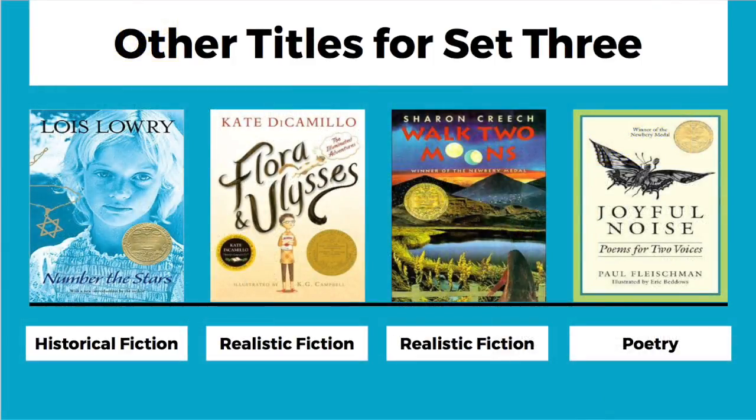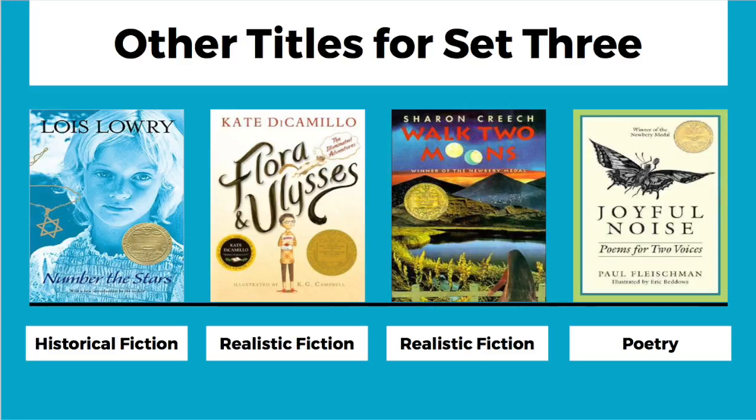The other 4 books I read were Number the Stars, Flora and Ulysses, Walk 2 Moons, and Joyful Noise. Number the Stars by Lois Lowry is a story about Anne Marie Johnson's family's escape from Copenhagen during World War II. She is a 10-year-old girl who gets involved with the events of the rescue of the Danish Jews. Anne Marie becomes a hero for her friend by risking her life for her. I really enjoyed this story, and I think this is a good way to introduce students to the events of World War II.